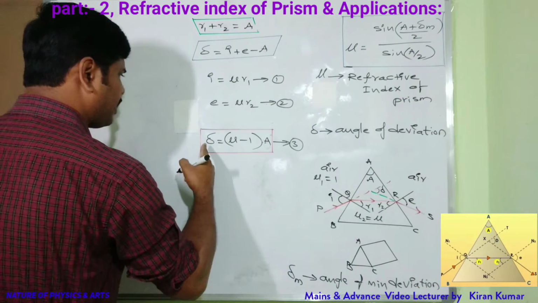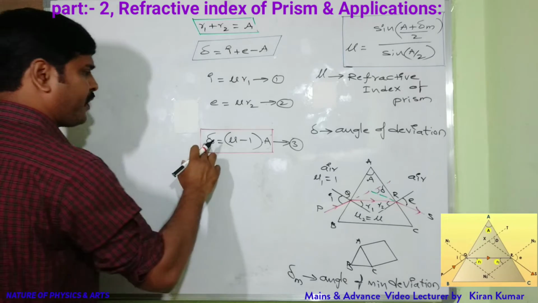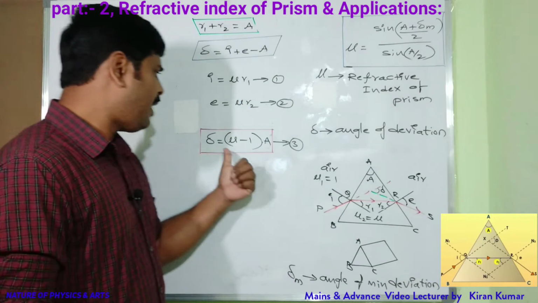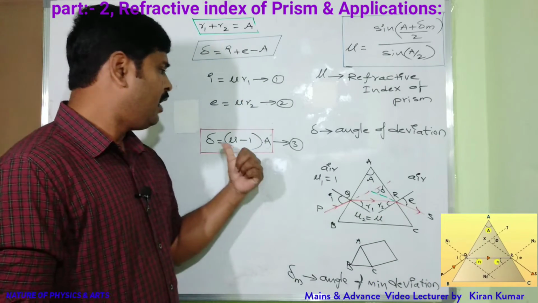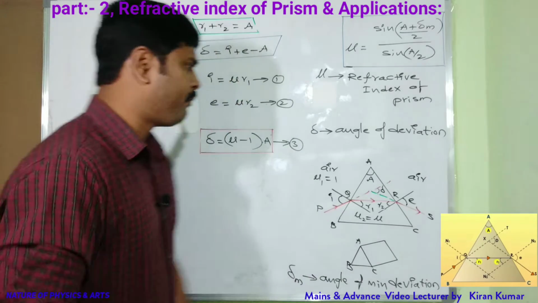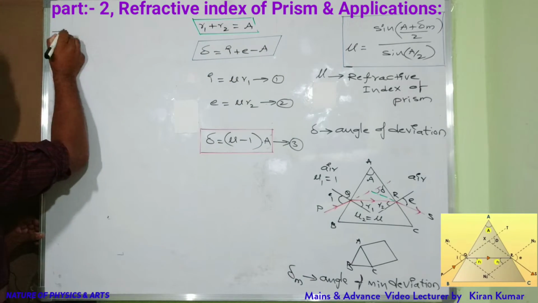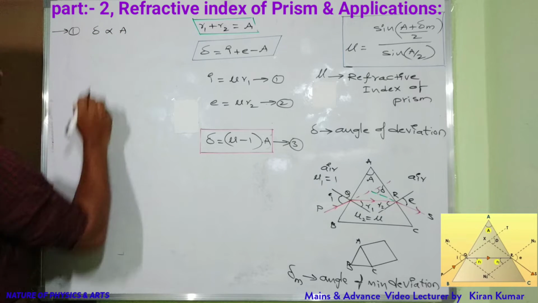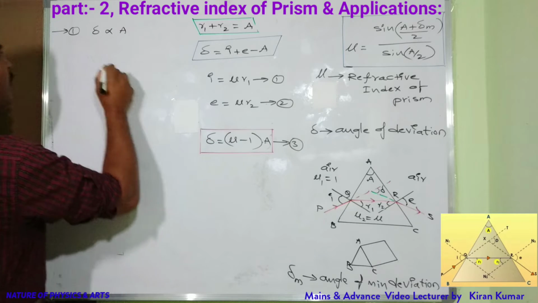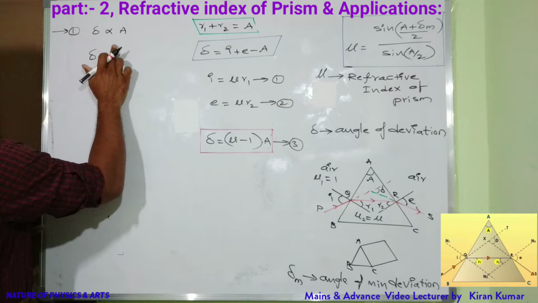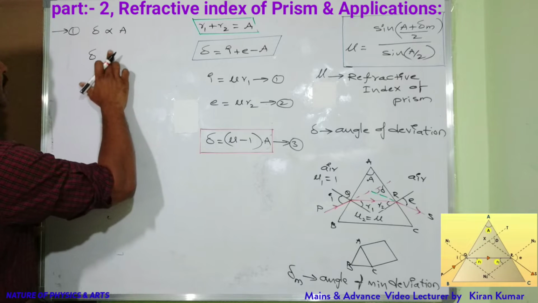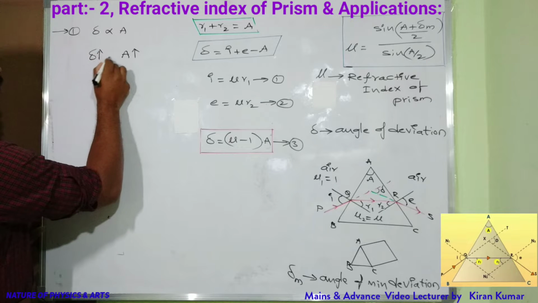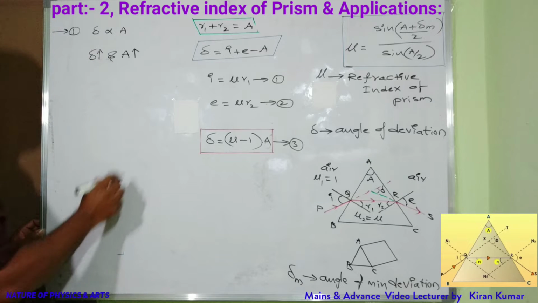Now the basic equation 3 is completed, that is delta is equal to (mu minus 1) into A, where A is the angle of prism, delta is the angle of deviation and mu is the refractive index of the prism. For this, the first one is that delta is directly proportional to the angle of prism. See now, here delta is directly proportional to the angle of prism, that's why when the angle of prism increases, the deviation angle also increases. Try to understand.